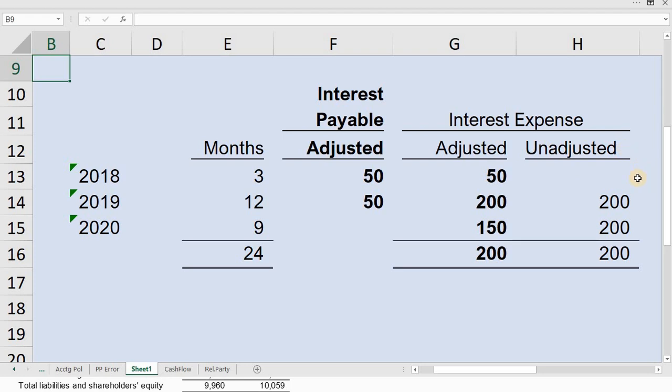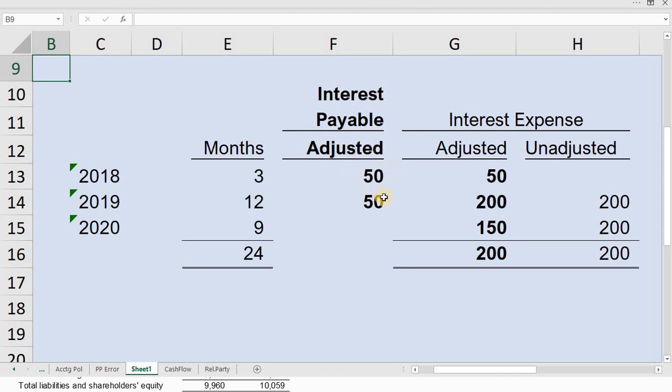However, under the accrual basis, again, interest should be recorded when incurred. So we have incurred 3 months of interest in 2018. That is why we need to record the interest expense of 50 pesos in 2018, then 200 in 2019, which is equals to 12 months, and 150 in 2020, which is equal to 9 months. And since in 2018 we have recorded an interest expense of 50 pesos, it means we need to record an interest payable of 50 pesos.